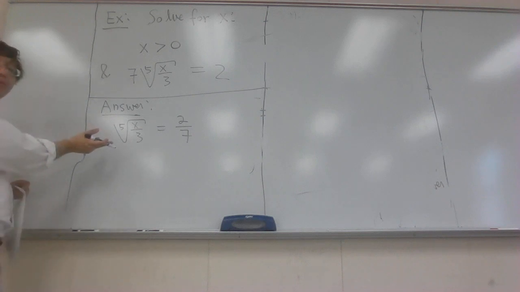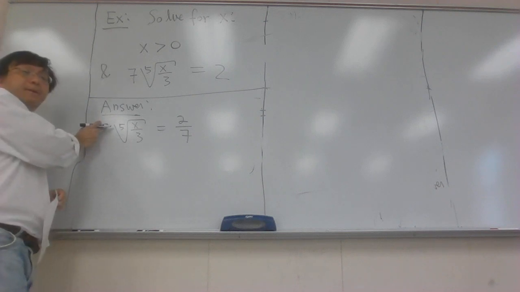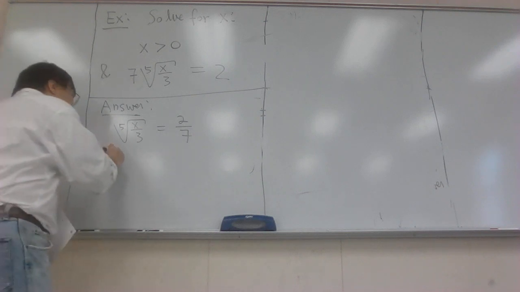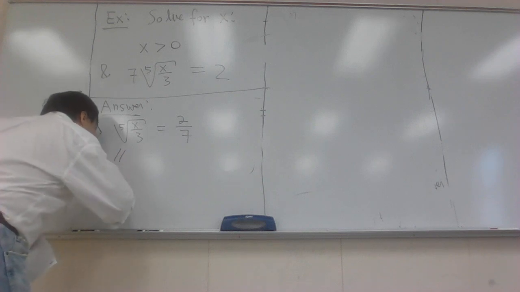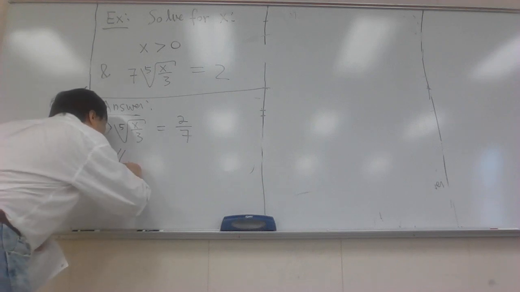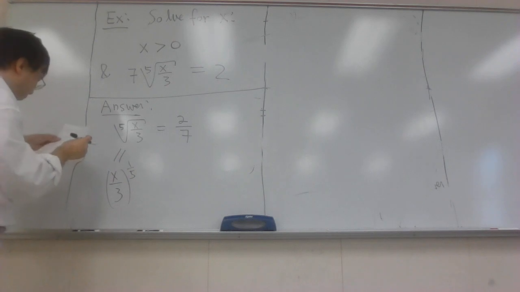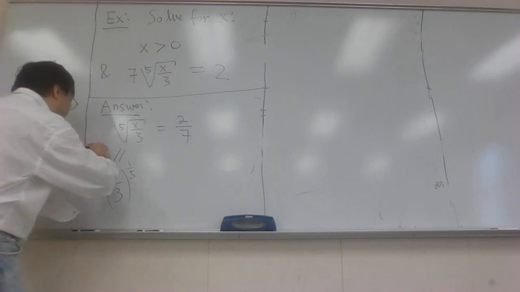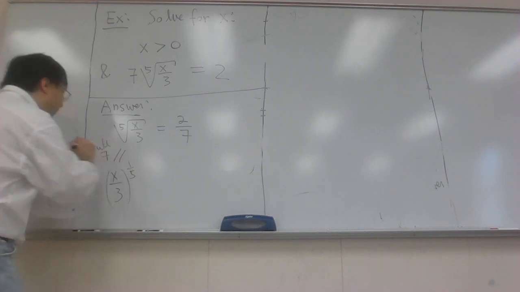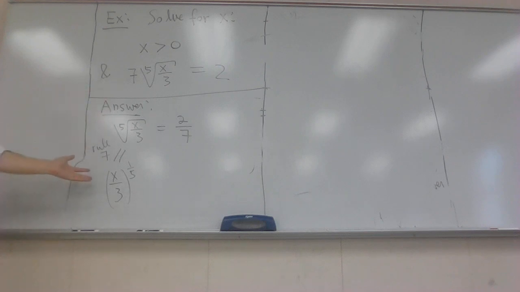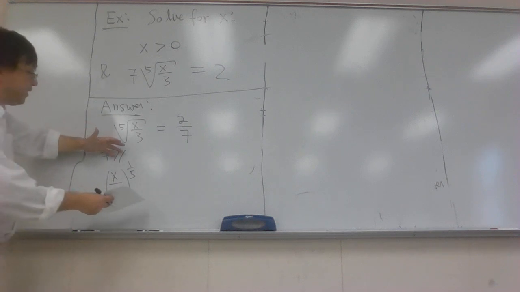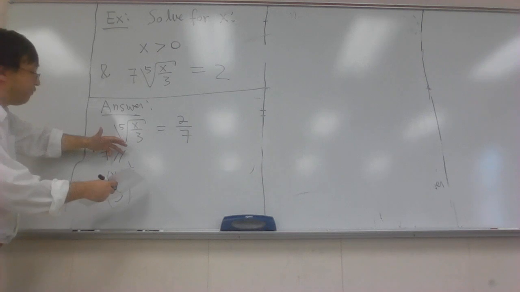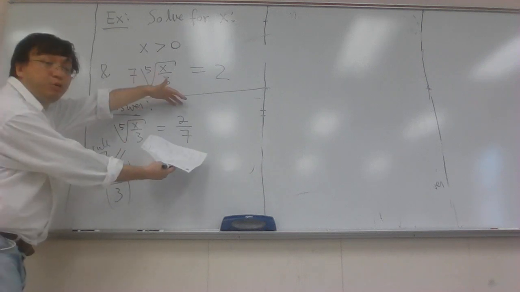Now, remember, one of the rules says that the 5th root is the same as taking to the power of 1 over 5. So this is the same as x over 3 to the power of 1 over 5. This is rule 7. And then we have x divided by 3 to the power of 1 over 5 is equal to 2 over 7.